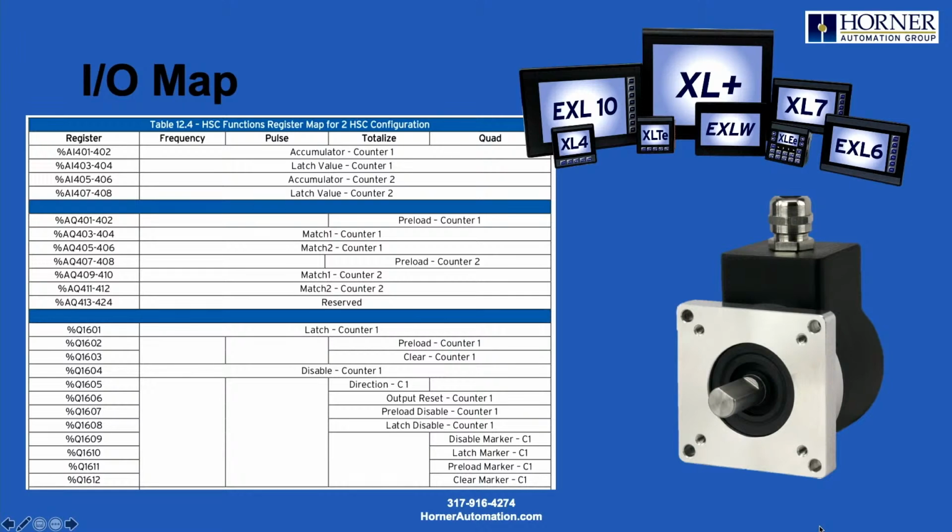The accumulator for the first quadrature, in this case, the default is AI 401. The preload value that we might want to load into an accumulator for a known position, when we do a preload function, we're going to put that into AQ 401 through 402. That's the first part of that second section of that chart there. And then our digital output bits that we're going to use to perform a clear, perform a preload internally at least, those are shown in the bottom part of the chart.